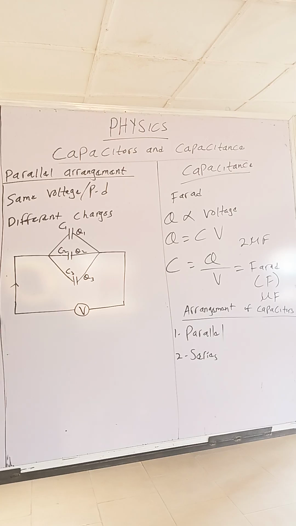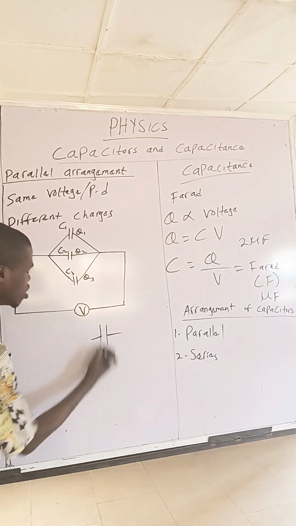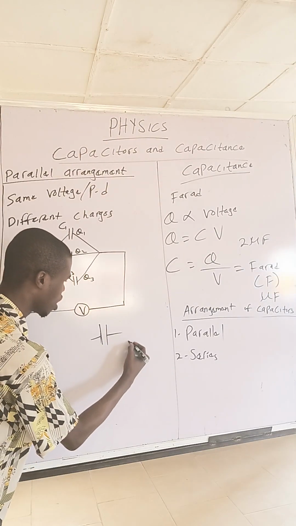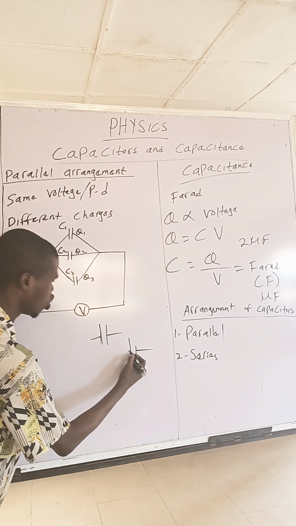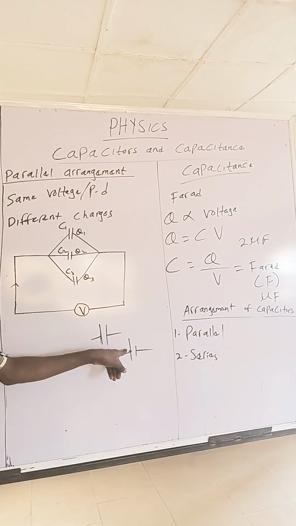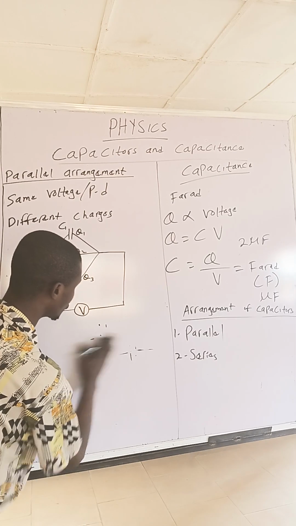Now, don't make the mistake of taking a capacitor for a cell. Capacitor plates have equal length like this, but for a cell, one has to be longer than the other. So you have to be very careful with your symbols. This is a cell and this is a capacitor. Now, knowing this, you can come and see.